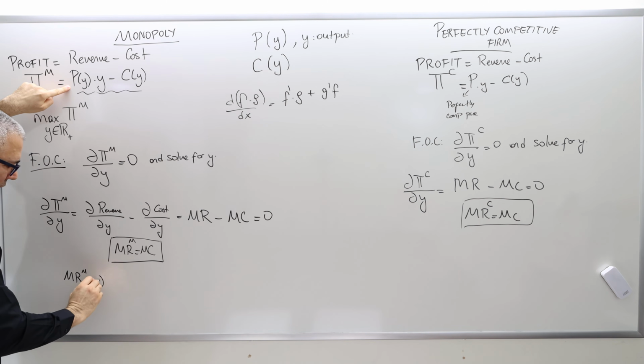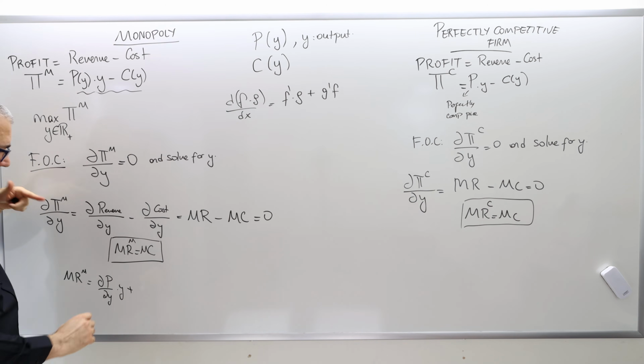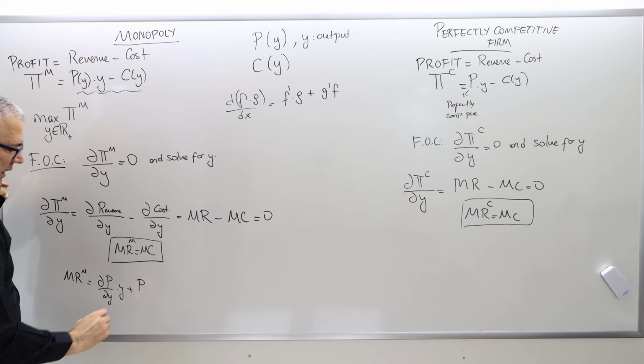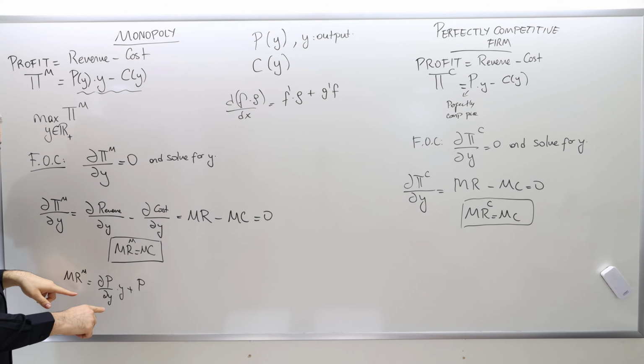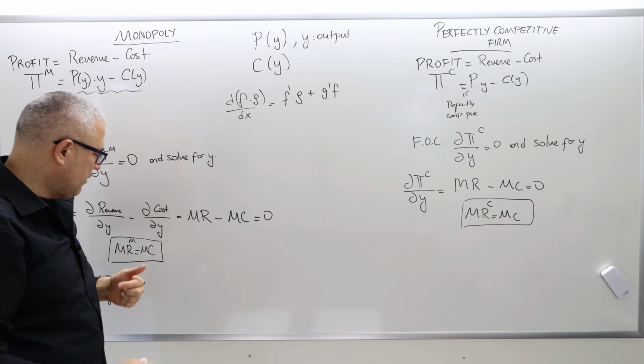So it's the derivative of the demand function with respect to quantity times quantity, plus the derivative of y with respect to y, which is just 1, so it's just p. So this is marginal revenue for monopoly. For marginal cost, it's the derivative of the cost function.